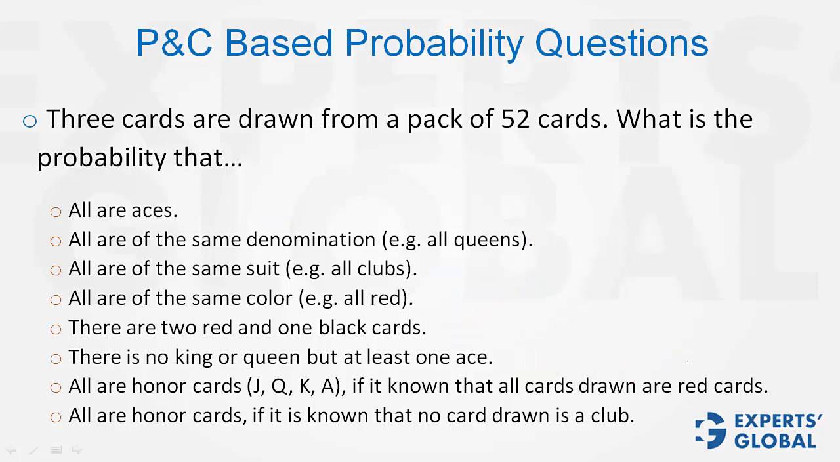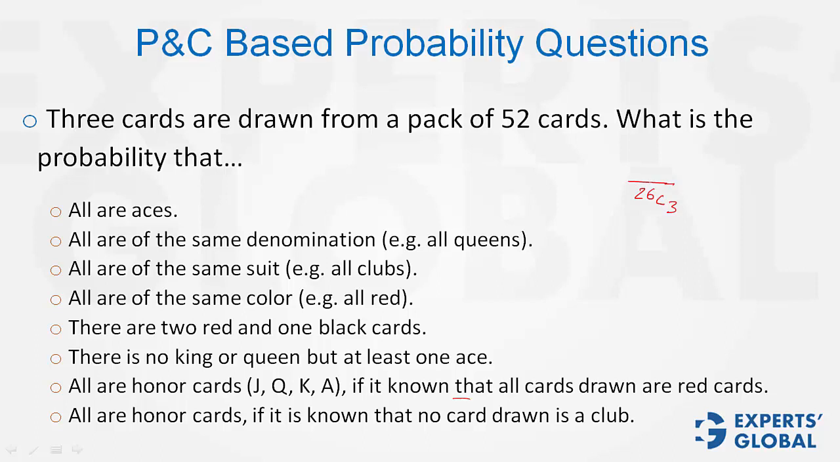Let me create some space for the last two. These two questions are about conditional probability. The denominator is no longer 52C3 because a certain condition is given. In the second last question, it is given that it is known that all cards are red cards. So denominator has only the cases with red cards, 26 red cards, out of which 3 have been drawn.